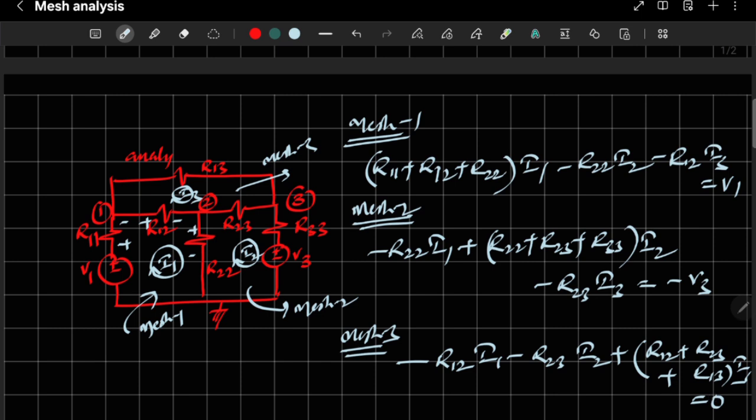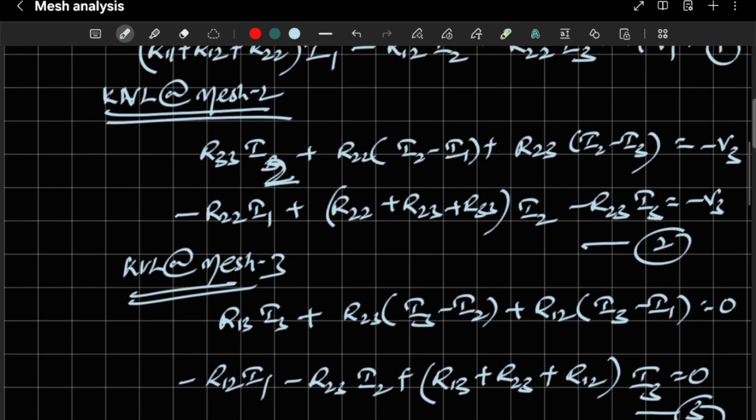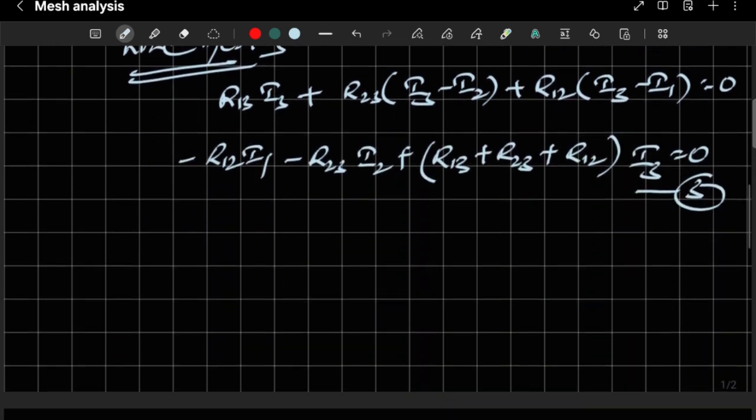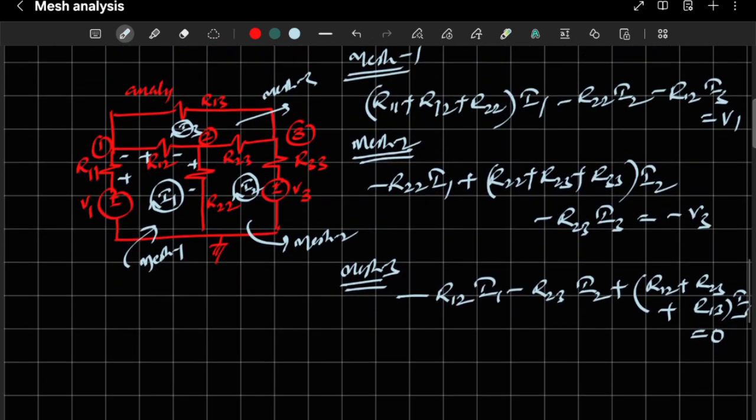Now 3 equations we can write directly. By observing the diagram itself, we have written 3 equations directly, and these 3 equations we also got previously by the application of KVL. These equations 1 to 3 are the same as those 3 equations. Now we need to solve these. I already told you that in mesh analysis we are solving for the mesh currents.